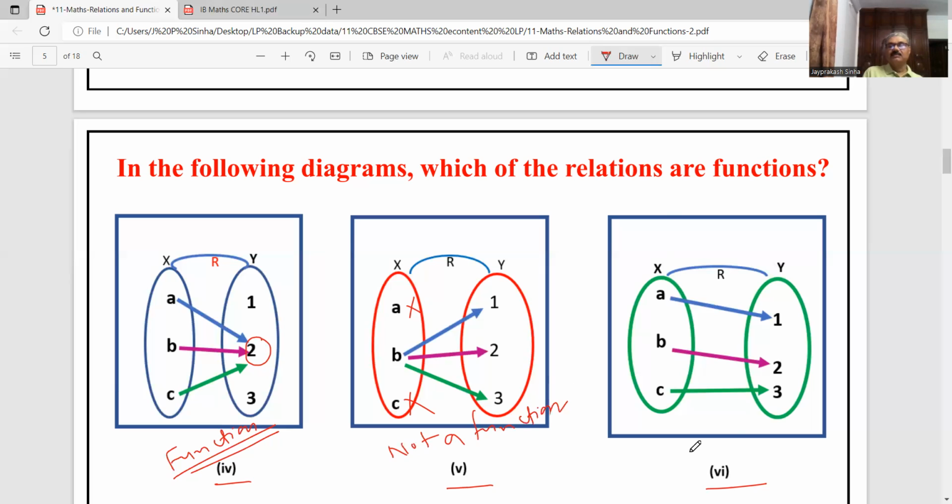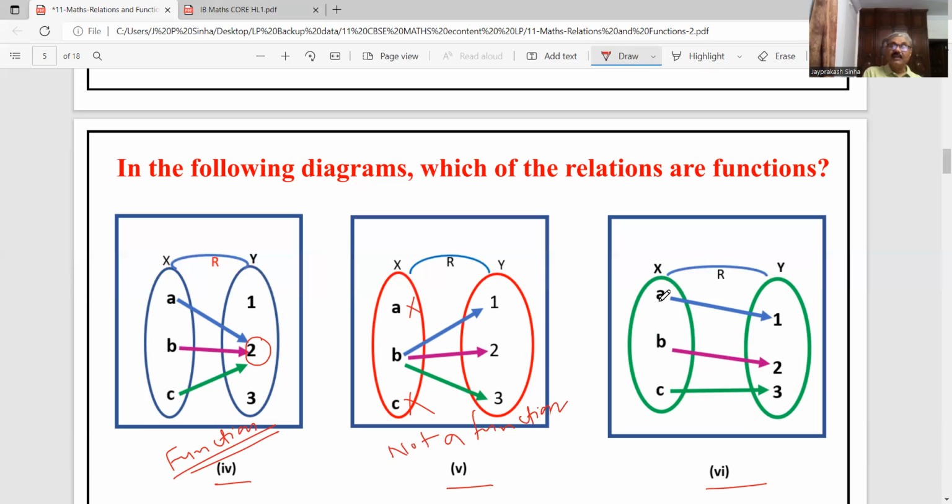Now come to example 6. So R is a relation from X to Y. Now we have to check whether this relation is a function or not. See, what is the image of A? 1. What is the image of B? 2. What is the image of C? 3. And all the elements of set X have been utilized here.